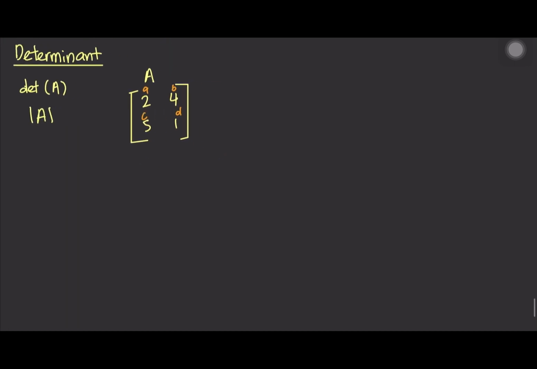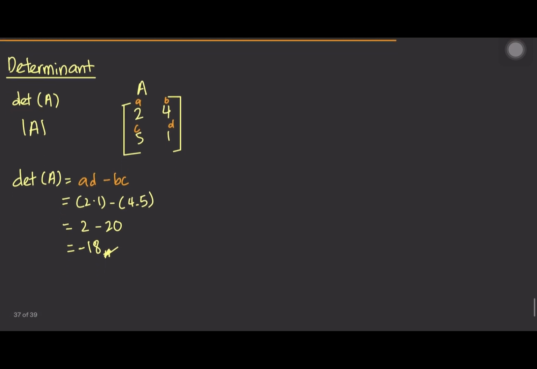We find the determinant by taking AD minus BC. Let me put it this way: determinant of A equals AD minus BC, which in this case equals 2 times 1 minus 4 times 5. 2 minus 20 equals negative 18. And that is your determinant. It's really simple for a 2 by 2 matrix, right? And then you have the inverse of a matrix.